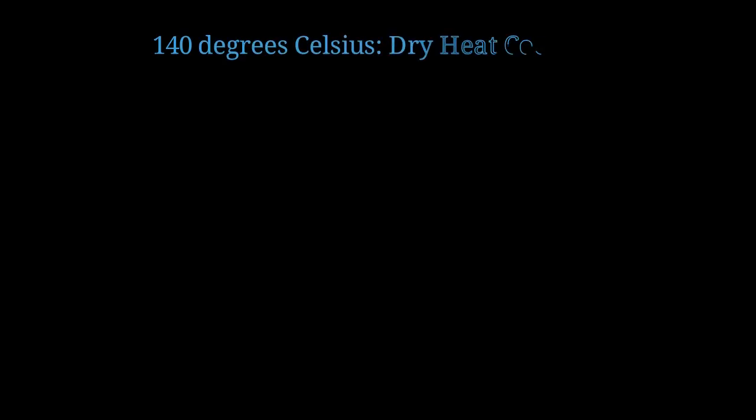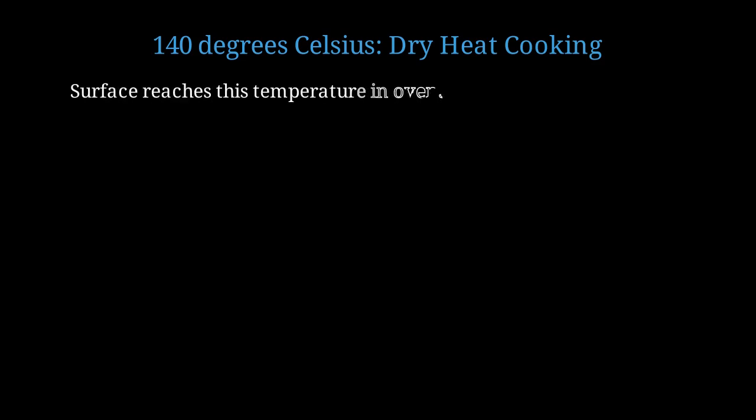At 140 degrees Celsius, we enter the realm of dry heat cooking methods like roasting and baking. In a standard oven, the surface of meat reaches this temperature while the interior remains cooler. Maillard reactions are very active at 140 degrees, creating the characteristic browned, flavorful crust on roasted meats.